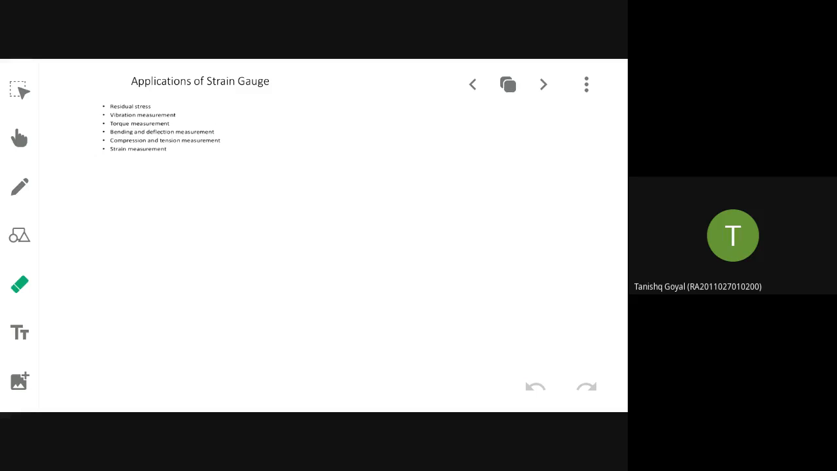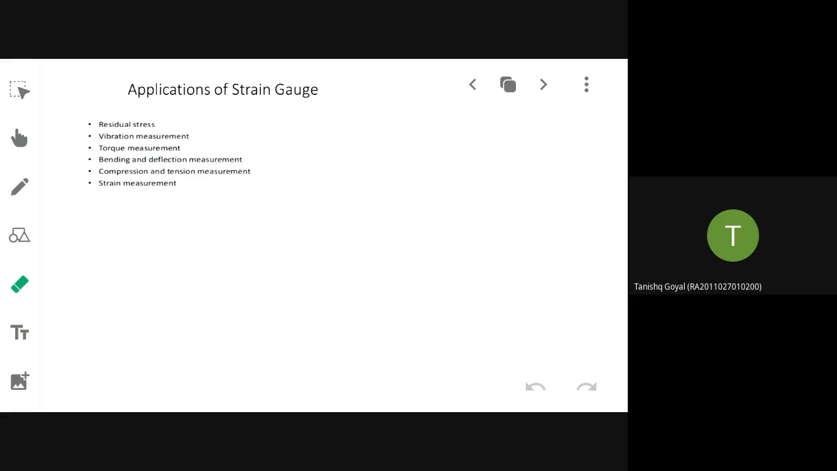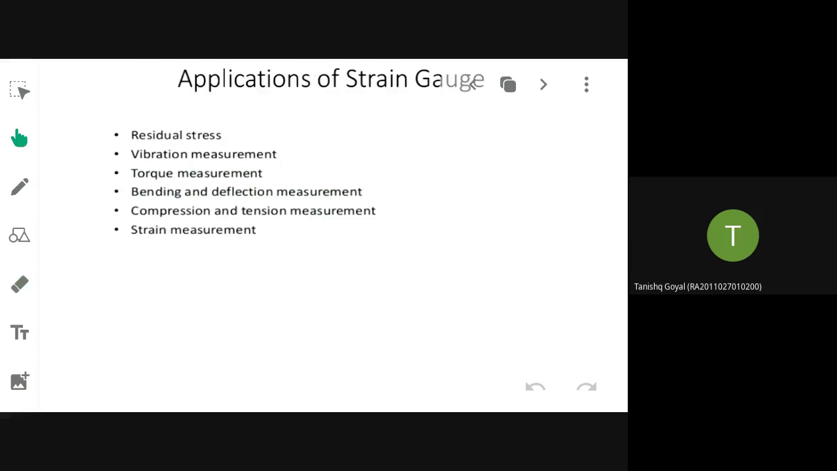Now this shows the applications of strain gauge. What are the things that it is used to measure? You can measure vibration, stress, torque, bending and deflection, compression and tension, and strain. For all these you need to have a strain gauge. Okay.